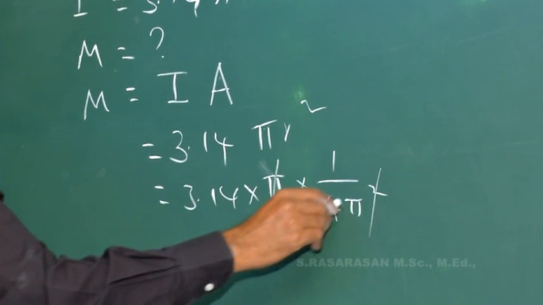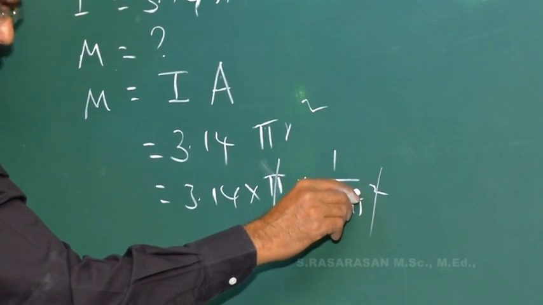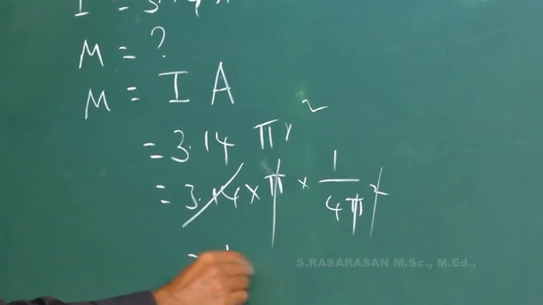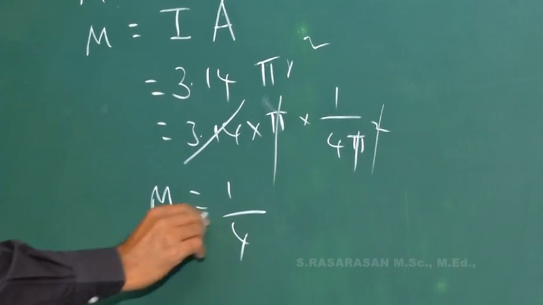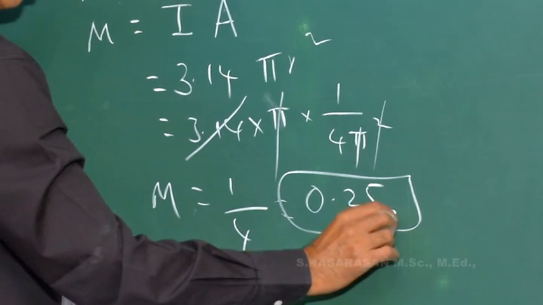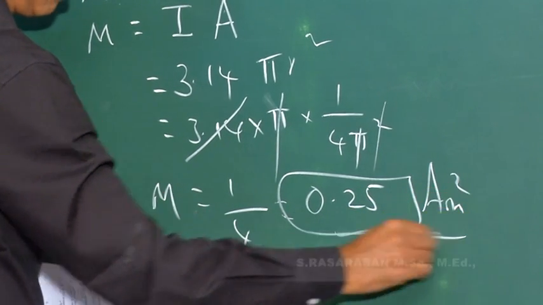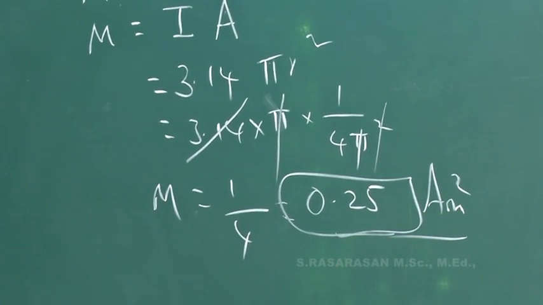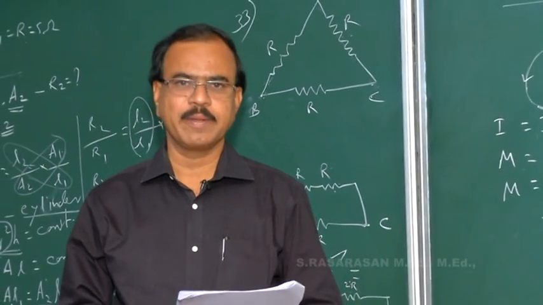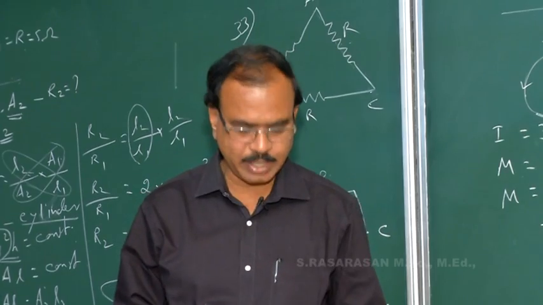One pi cancels. Pi means 3.14, so 3.14 and 3.14 cancel. What is the rest? 1 by 4. So m is equal to 1 by 4, which is nothing but 0.25. So 0.25 ampere meter square must be the answer for this sum. Yes, it is option C. Let us pass on to the next.